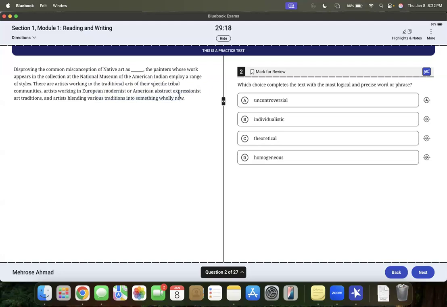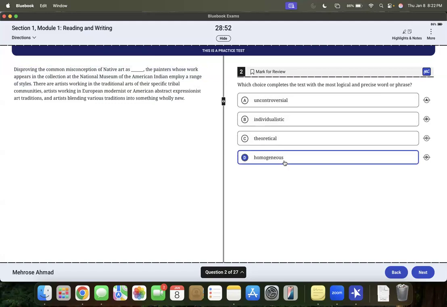So this first sentence is talking about what they're disproving. What are they disproving by being different? They're disproving that they're all one group, that they all have this traditional typical style, because they've done so much in so many different groups. So again, process of elimination, what makes the best choice? Homogeneous means things being the same.